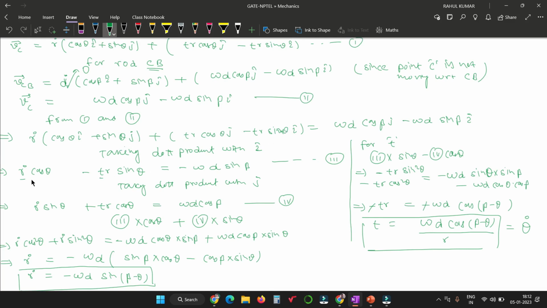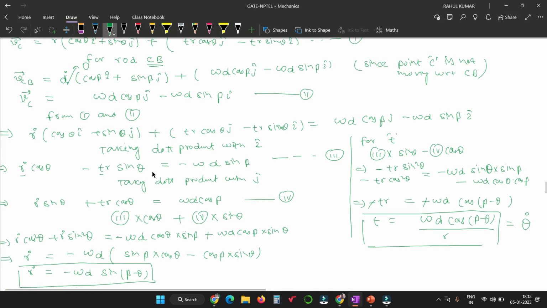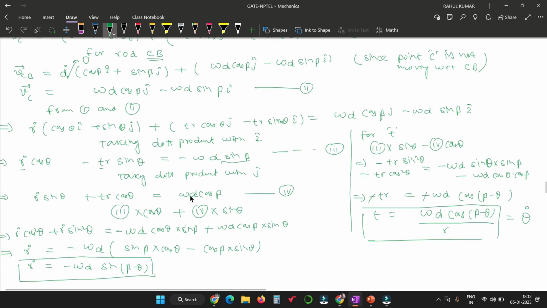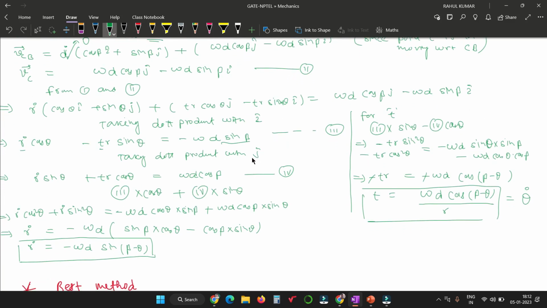So here it will remain r dot cos theta and t r sin theta, and here this will become 0, and here you will get omega d sin beta. And when you take dot product with j, or you can compare with j, you will get this equation. Now you have two equations and two unknowns. What are the two unknowns? r dot and t. So when you want to find r dot and t, what will you do?